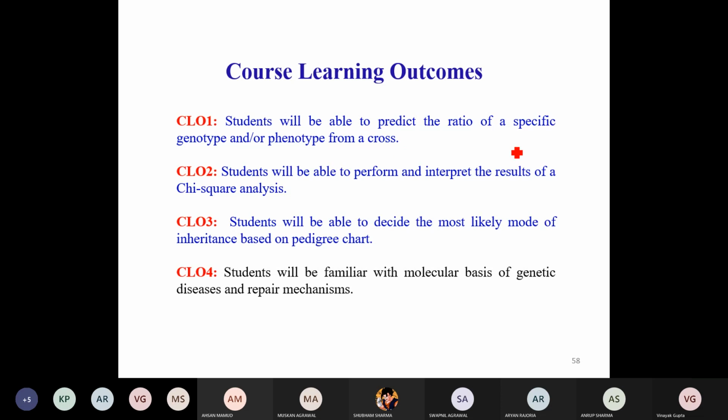Some of you are really good now in this part. You can calculate this ratio. What is the genotype and phenotypic ratio in a cross? Students will be able to perform and interpret the results of a chi-square analysis. It is taught to you and you are able to do this. You can perform the chi-square analysis very well. Third one was, students will be able to decide the most likely mode of inheritance based on a pedigree chart. Yes, you can do this. Last outcome is that students will be familiar with the molecular basis of genetic disease and repair mechanisms.